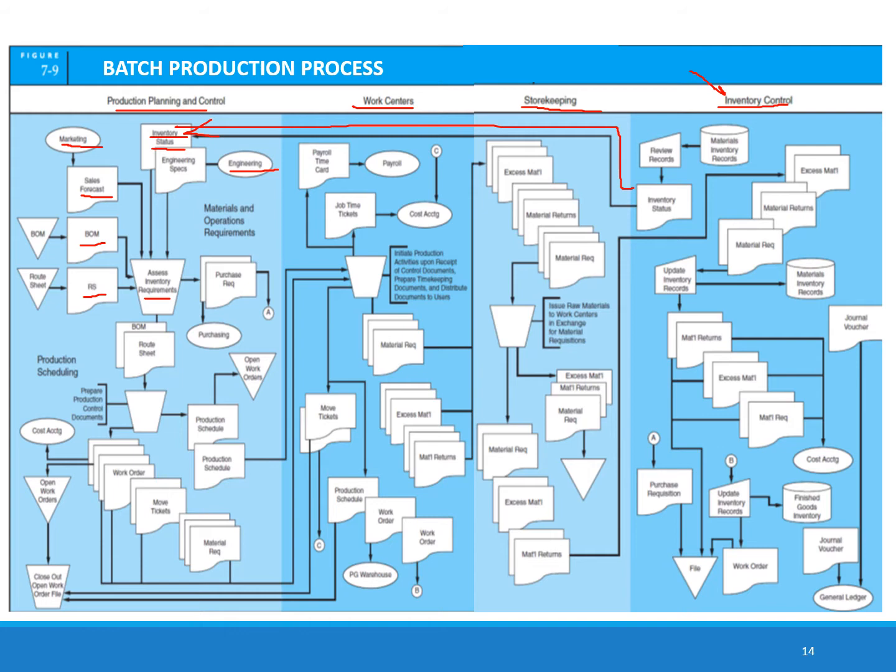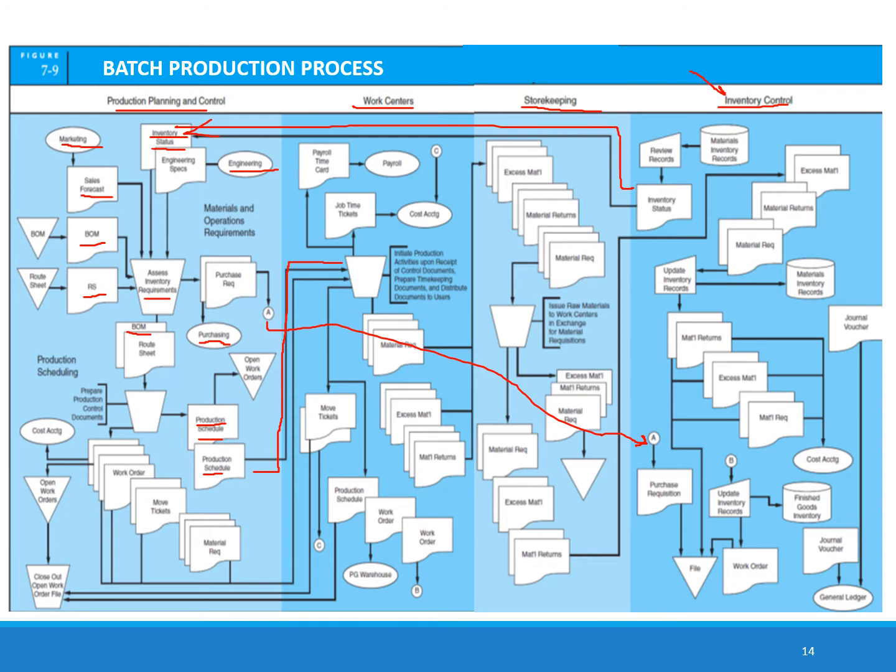purchase requisition, or we call it raw materials purchase requisition. They will send one copy to purchasing, and one copy will be sent, if you see here, to inventory control for purchase requisition filing. Then they will process those BOM, or bill of materials, and route sheet to issue the production schedule, and then file it in open working orders, and another copy will be sent to the working centers.